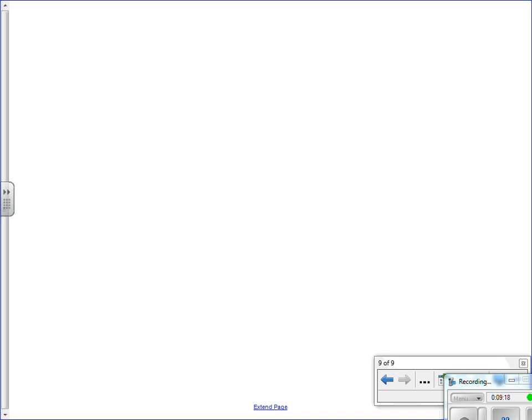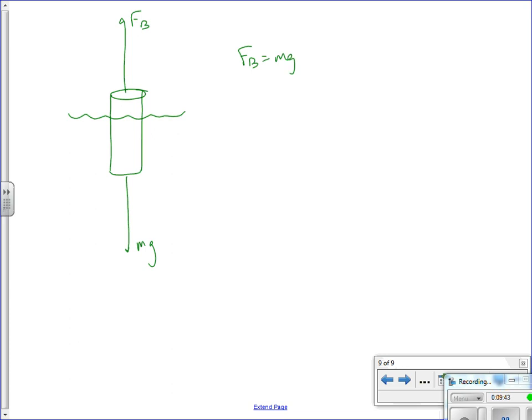Cylinder with a height of 3 meters, cross-sectional area. That's a big cylinder. Equilibrium when 2/3 of this big old cylinder is submerged. So we got this, mg, FB equals mg. Equilibrium is established.